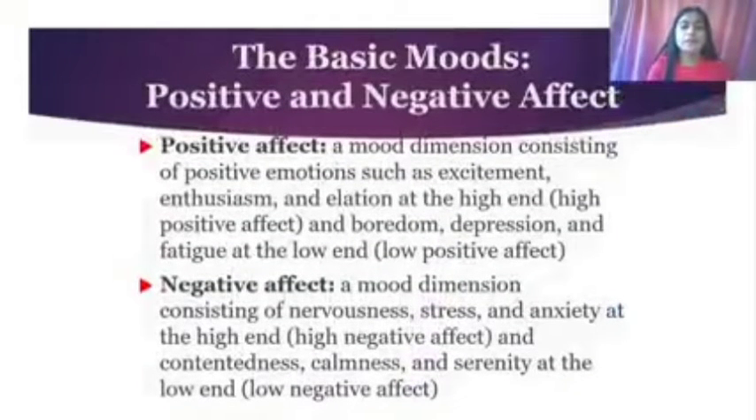The basic moods, positive and negative affect. So, positive affect is a mood dimension consisting of positive emotions such as excitement, enthusiasm, and elation at the high end, and boredom, depression, and fatigue at the low end. Negative affect is the mood dimension consisting of nervousness, stress, and anxiety at the high end, and contentedness, calmness, and serenity at the low end, or low negative affect.